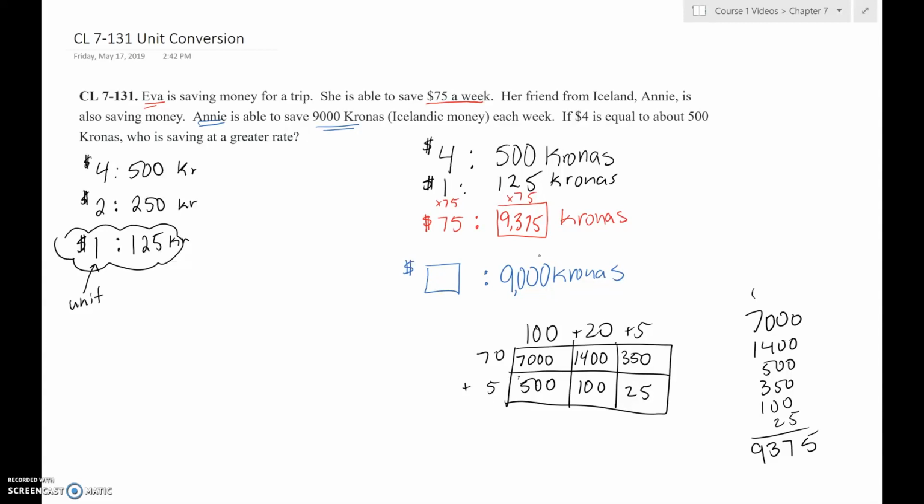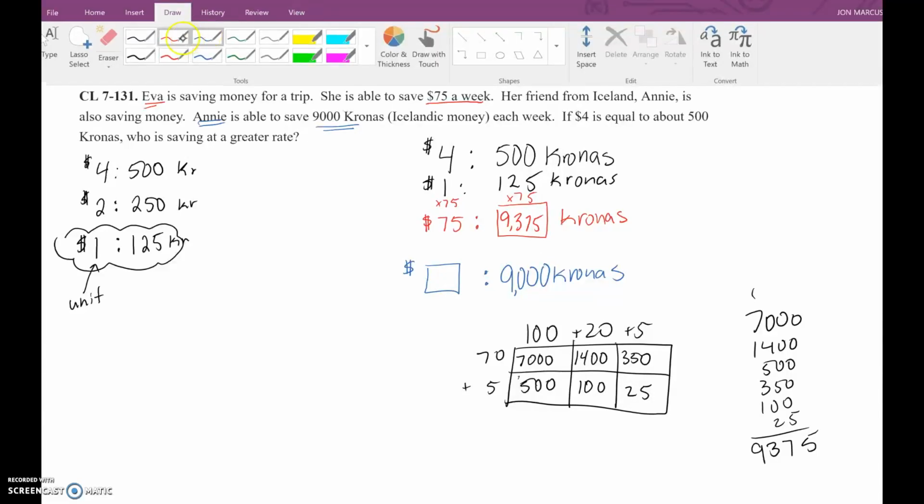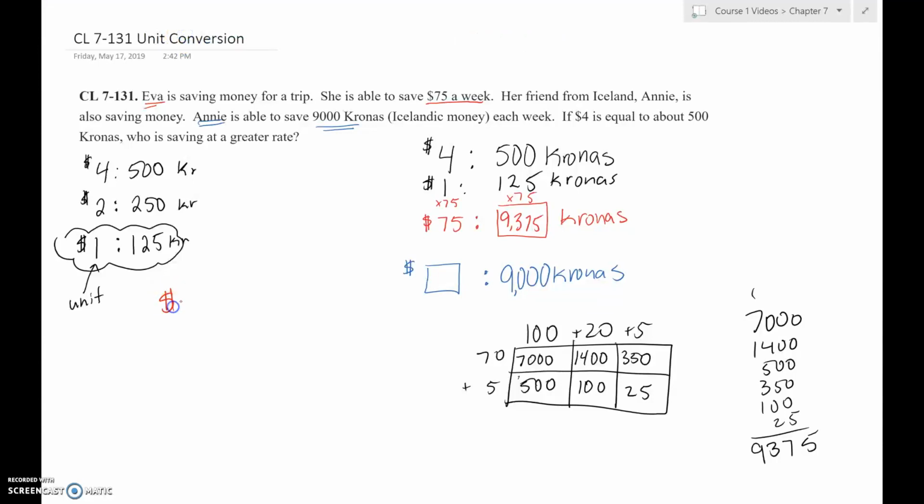And so what do you conclude? Well, Ava saves more. Ava saves more because $75 is greater than 7,000 kronas.